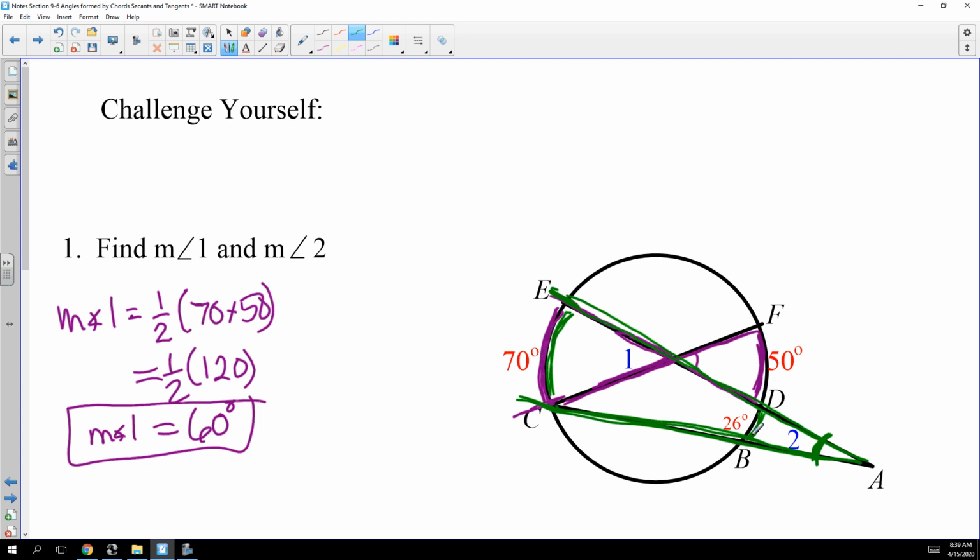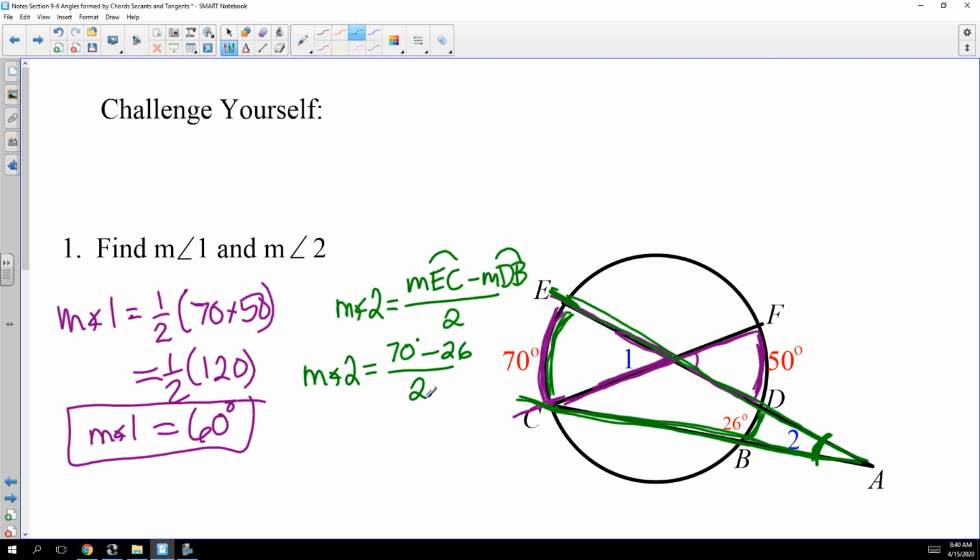So I'll write it all in symbols first. The measure of angle 2 is equal to the measure of arc EC, because that's the one that's further away, minus the measure of arc BD or DB, either one, all over 2. The measure of angle 2 is what I don't know, so I'll leave that as an unknown. And the measure of arc EC is 70 degrees, and the measure of arc DB is 26 degrees, all over 2. So that's going to be 44 degrees divided by 2. And the measure of angle 2 is equal to 22 degrees. And you're done with that one.